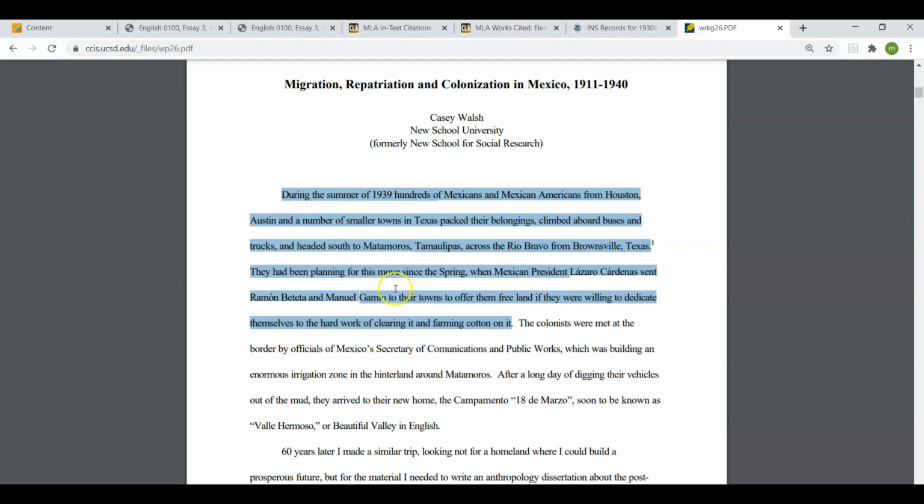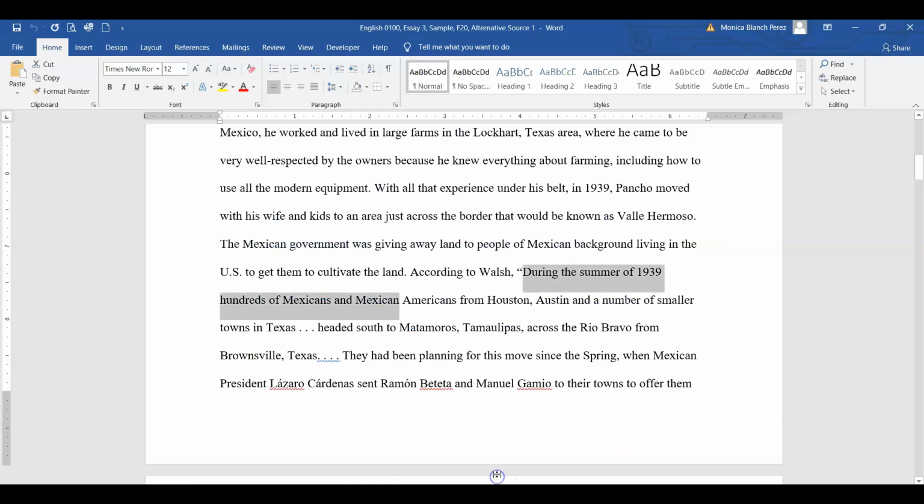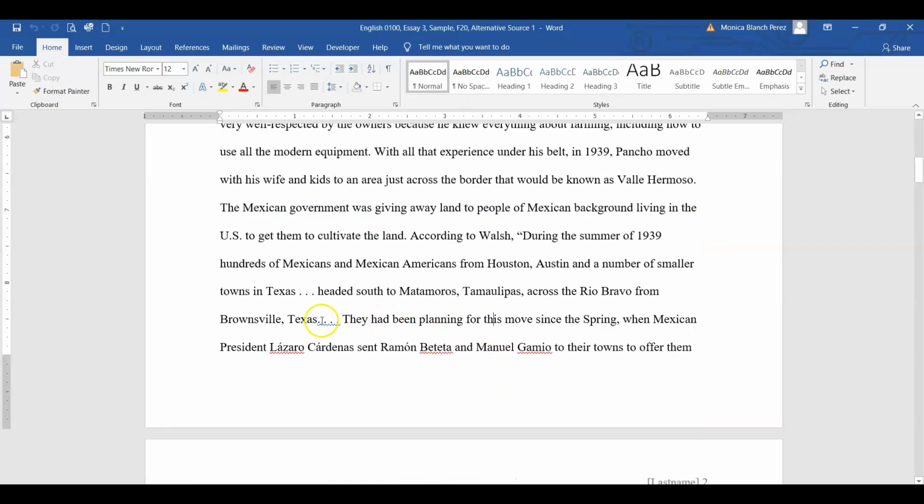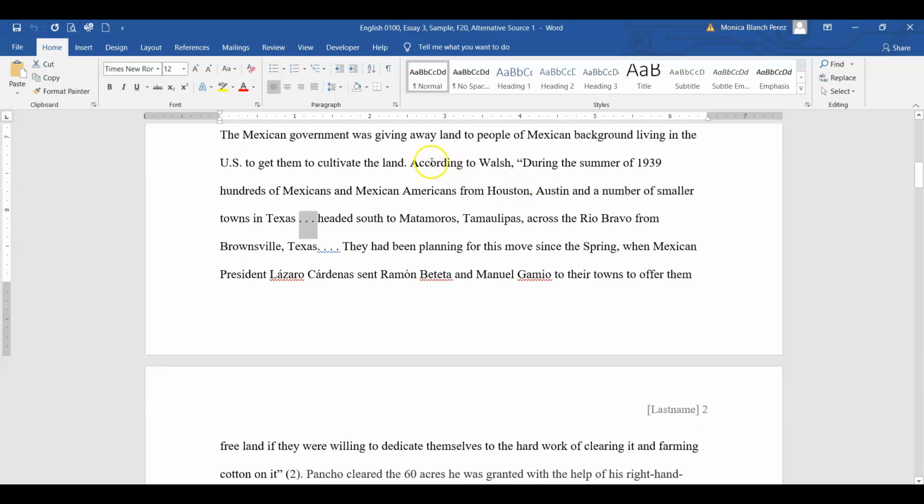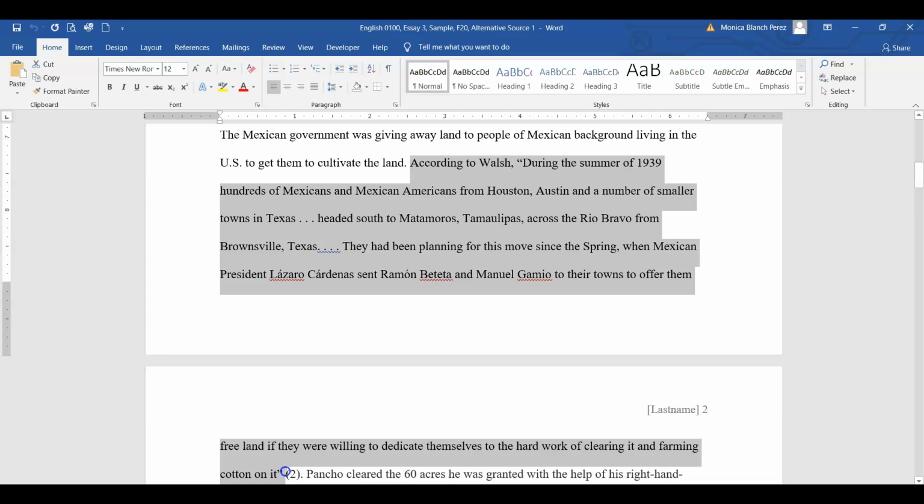I don't think I quoted the whole thing, though. Let me see. Let's take a look at it. Maybe I did. I didn't quote the whole thing. Notice there's some parts that I skipped. So again, notice this quote is longer. This is the same essay, students. It's the same essay I showed you earlier, but it's got a longer quote.